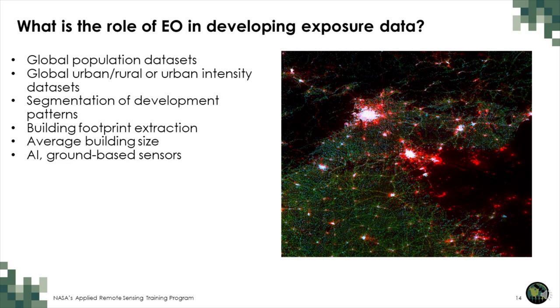Finally, we get directly to the subject of what role EO plays in all of this. So first of all, those global population data sets, particularly internationally, are very important, because then we can just piggyback off of all of the great work that others have done on trying to disaggregate or realistically estimate populations, and then use that as a starting point to estimate the number of buildings. Global urban/rural or urban intensity data sets that are starting to come together, like GUF and GHSL and so forth, are very useful. We'll get into that a little bit.